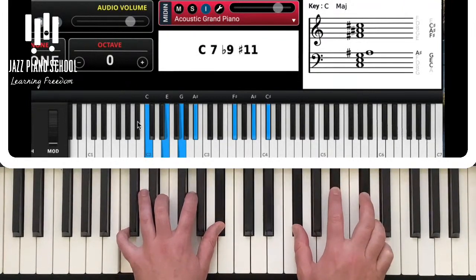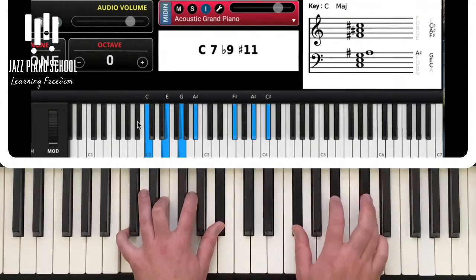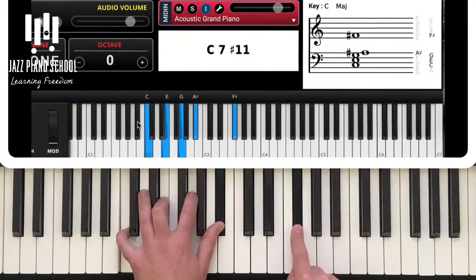This is a great one. I love this one. This is going to be flat 5 major triad. Right? So flat, this is going to be sharp 11. So let me go back for a second.